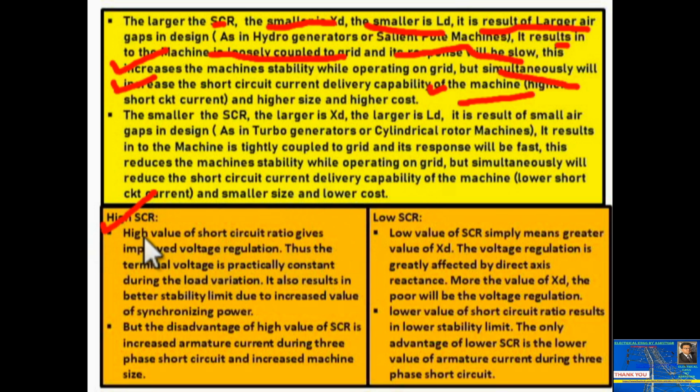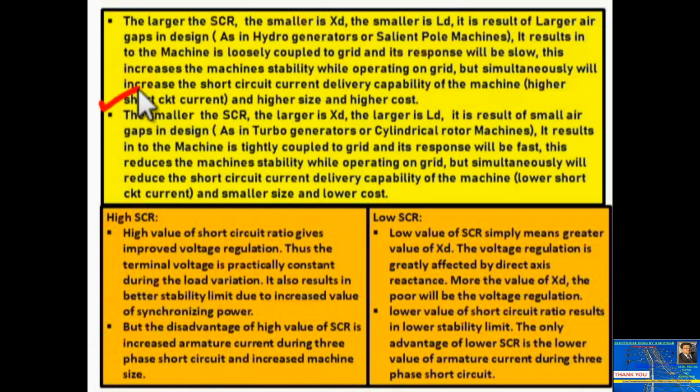If you have taken a higher SCR, what else can happen? High values of short circuit ratio give improved voltage regulation. Thus the terminal voltage is practically constant during load variation, and it also results in a better stability limit due to the increased value of synchronizing power. So the stability will be good and voltage regulation improved. But the disadvantage of a high value of SCR is increased armature current during three-phase short circuit and increased machine size.